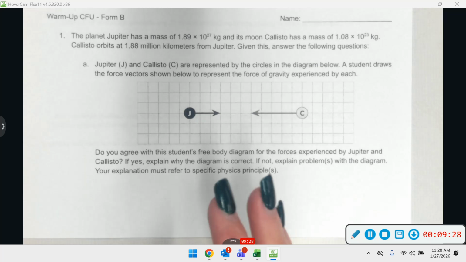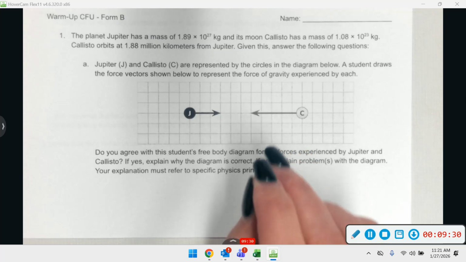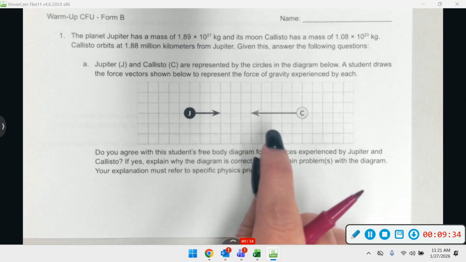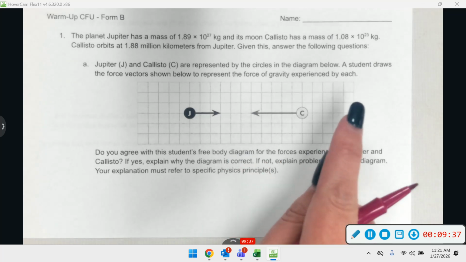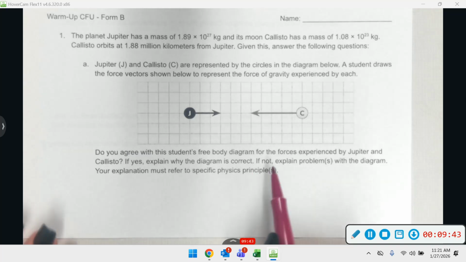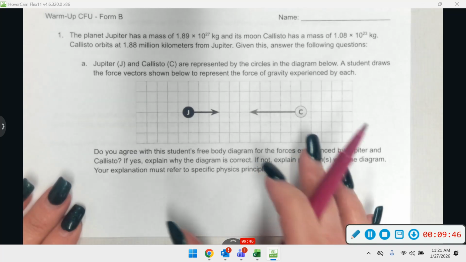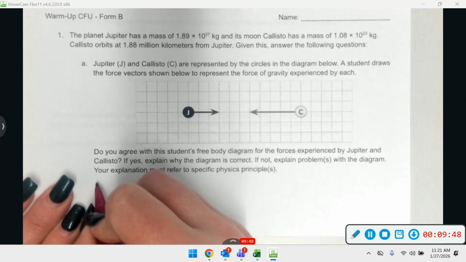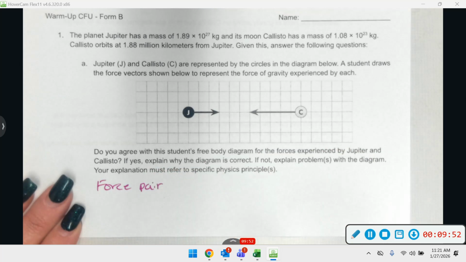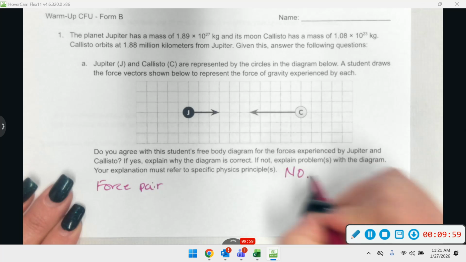It's the same setup, except this time in the other one we had to draw the vector in. This one is already drawn. So it's showing us forces, but then it's saying that a student drew this, and it's asking if we agree with it. Okay, and so they didn't have to draw their vector, but in looking at this, we talked about it on the last one. In looking at this, we know that this should be a force pair. We know that the forces here need to be equal and opposite. So do I agree? No, I do not.